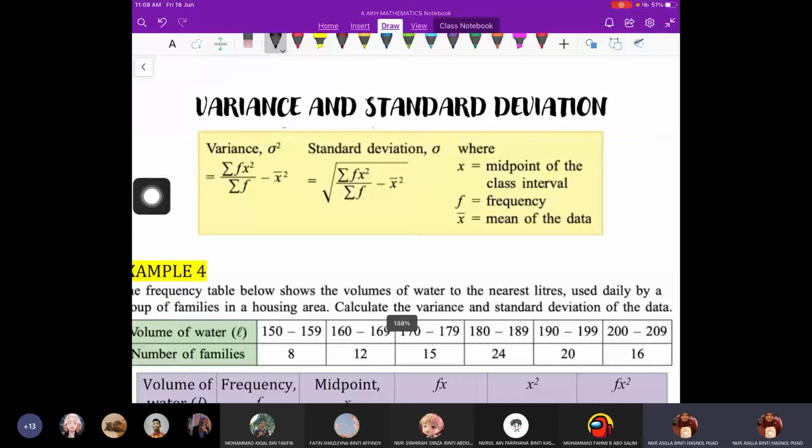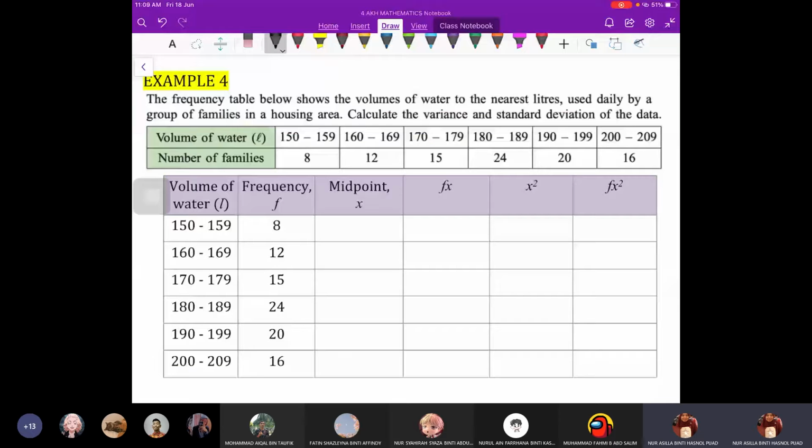Saya dah buatkan table dan comel. Since that we have to fill it in. Sekejap. The screen sekali lagi dia hang. Okay. Alright. So example 4. Our last example for today.